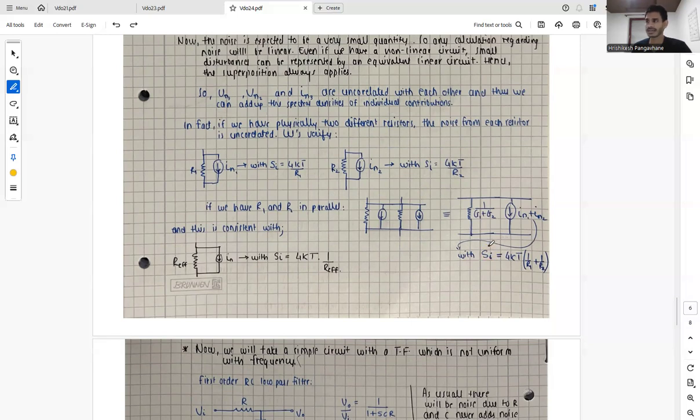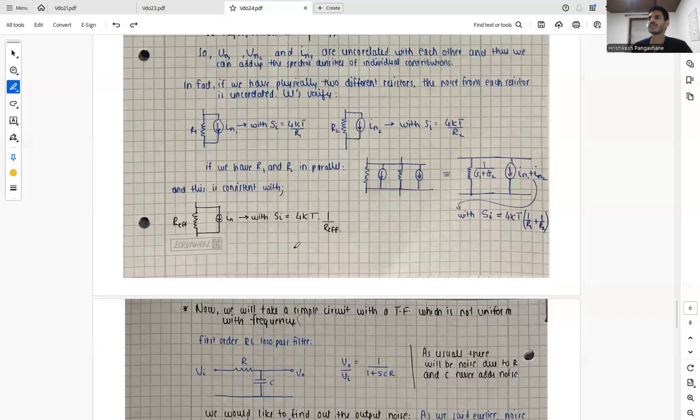And what we can say is basically, when we say that there are two parallel resistors R1 and R2, we have in total R effective and we have In. So S_I in that case will be 4kT times 1 by R effective. And we know the value of 1 by R effective is exactly equal to 1 upon R1 plus 1 upon R2. Thus, these two conditions match, and that's why they are consistent with each other. And thus, we verified that if we have physically two different resistors, the noise from each resistor is uncorrelated.